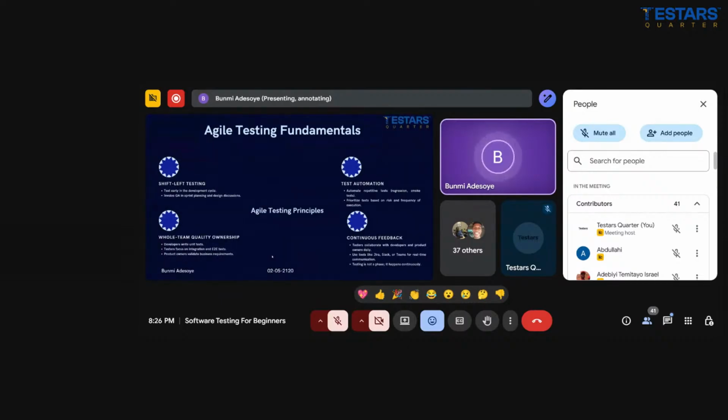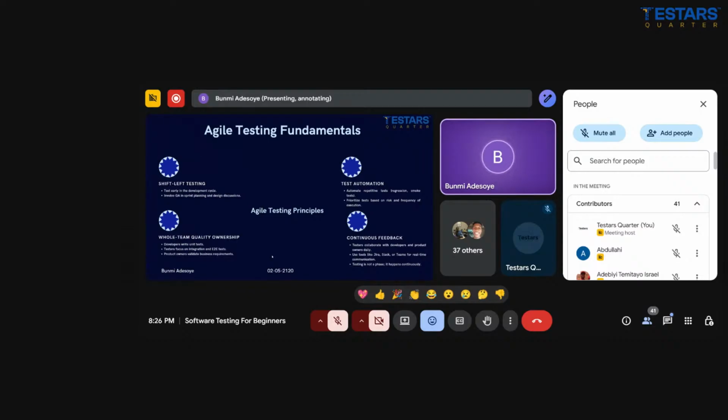So we have 4 basic agile principles here. These are fundamental principles that you must pay attention to when you're adopting agile methodology for software development, or for testing, or for product design or development. One, we have the shift left testing.